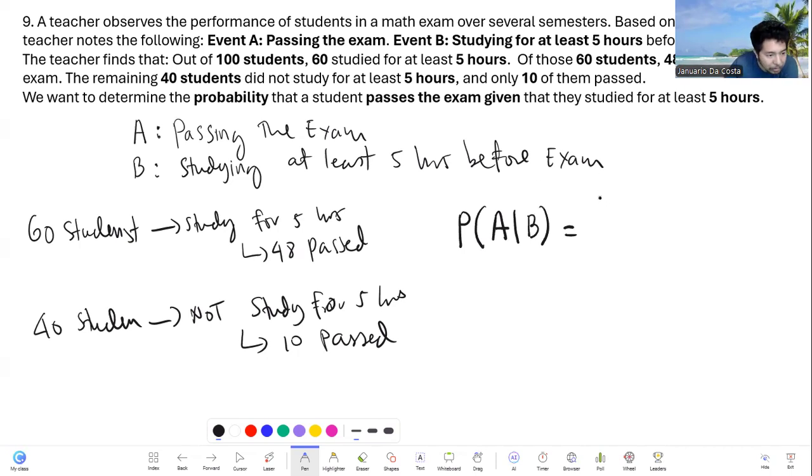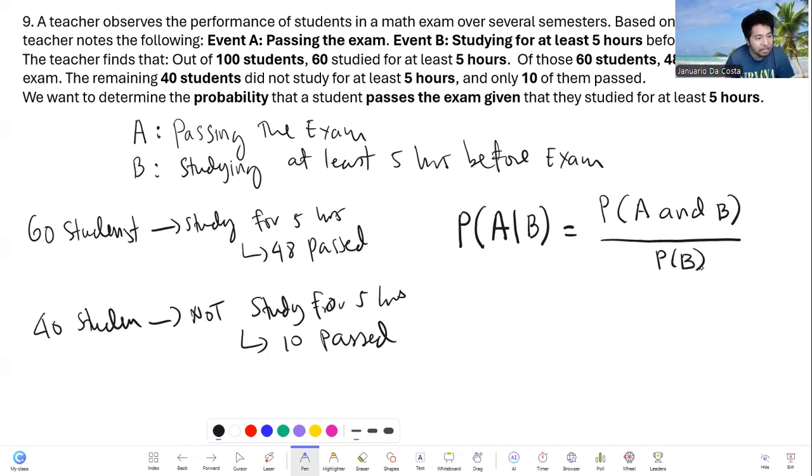So, probability of A and B over probability of B. Now, what is the probability of A and B? The probability that the student is passing the exam and studying at least for 5 hours before the exam. Let's say that.